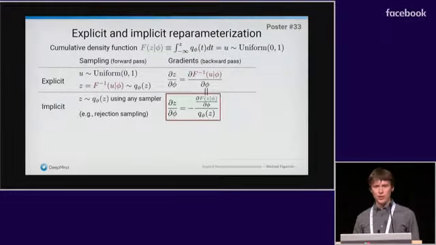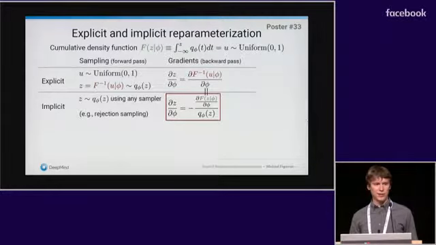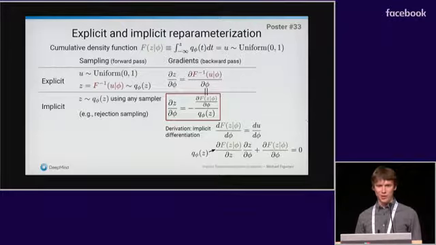Then, for the gradients, we use an alternative expression which does not involve the inverse CDF, but instead involves the derivative of the CDF with respect to the parameter and the density of the random variable. The derivation is 3 lines. Come to the poster if you want to learn the details. It uses implicit differentiation.